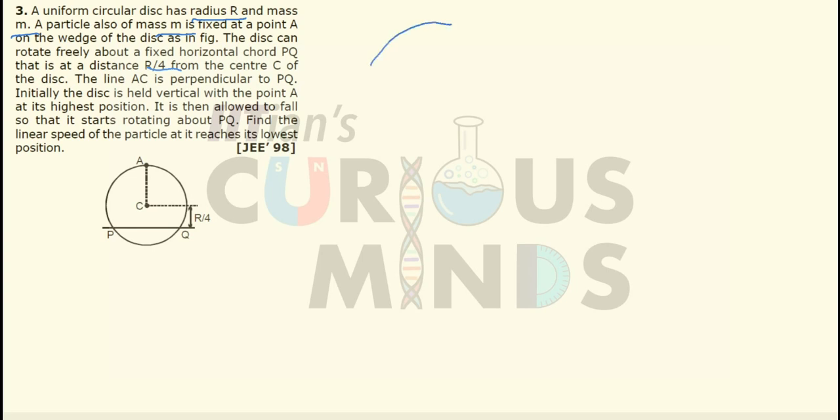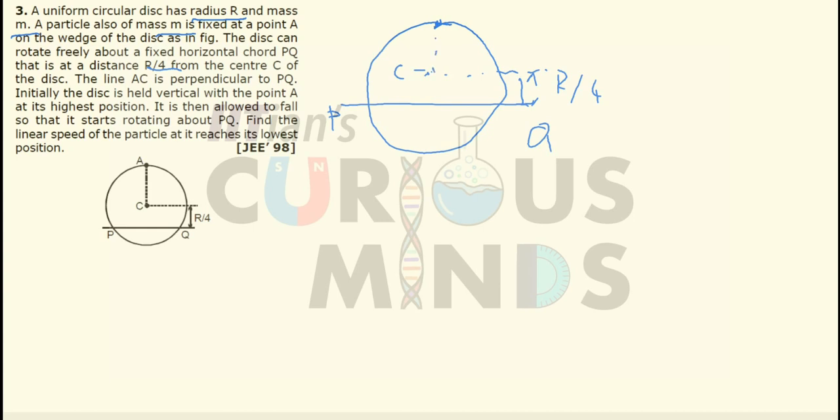Let me consider the first case when it is held in the vertical position over here. Let this line be PQ. Let this be the center C. Its distance from the center is r/4, and a particle of mass m is situated exactly on top of point C. So the moment of inertia of the entire setup will be equal to the moment of inertia of the disk plus the moment of inertia of the mass.